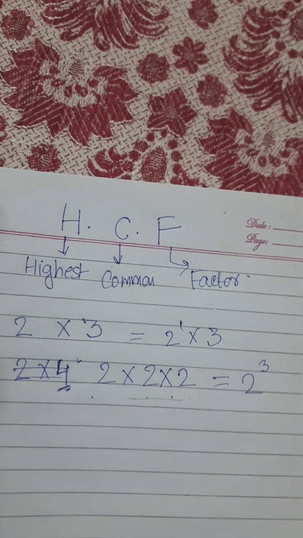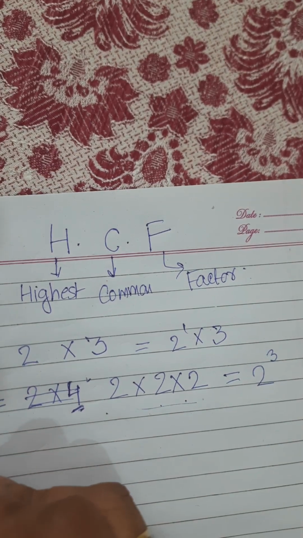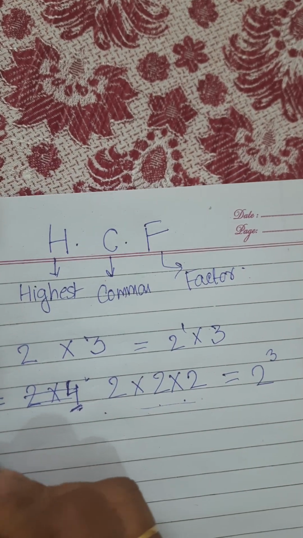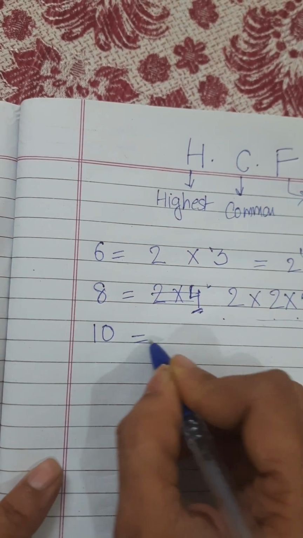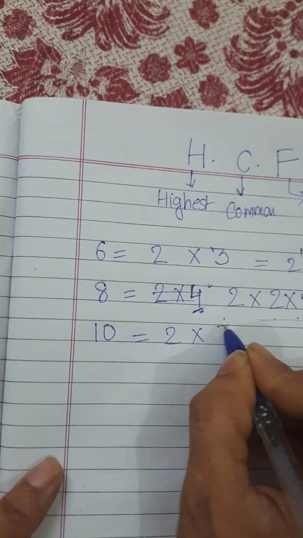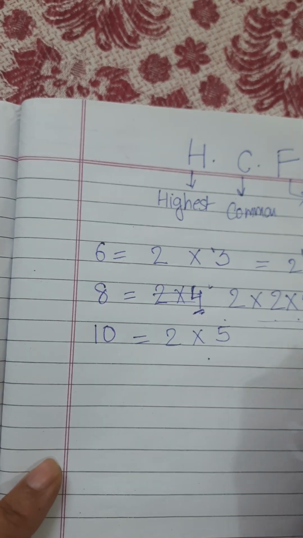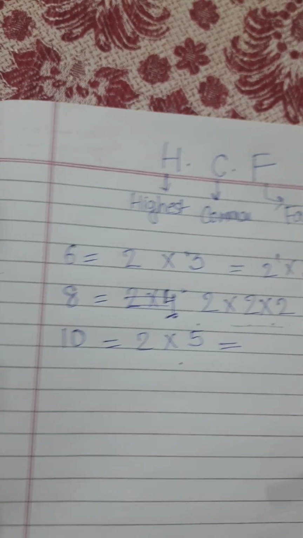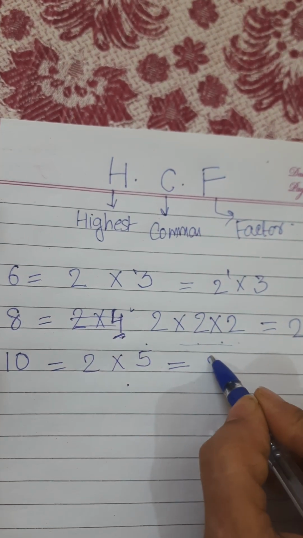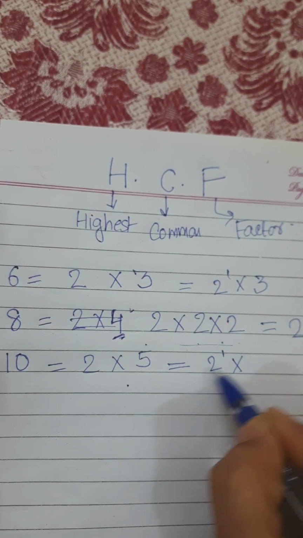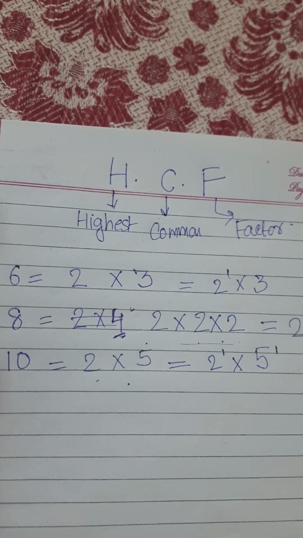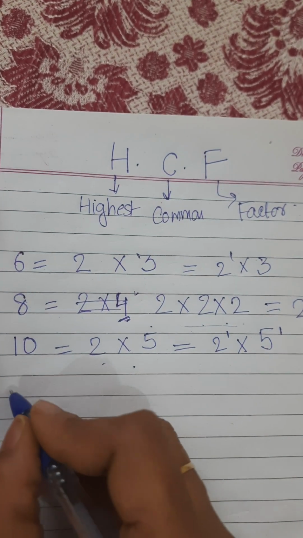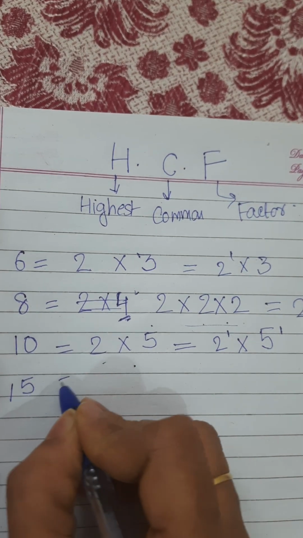Okay. Now let's take the number 10. Okay. Which is 2 into 5. So 2 and 5 both are prime numbers, right? So I can write this as 2 raised to the power of 1, because 2 comes only once, 5 raised to the power of 1. Okay, to get the idea, let's take the number 15.